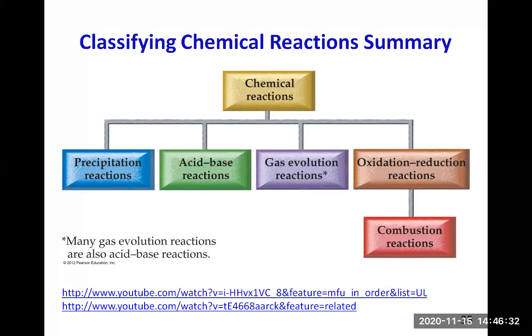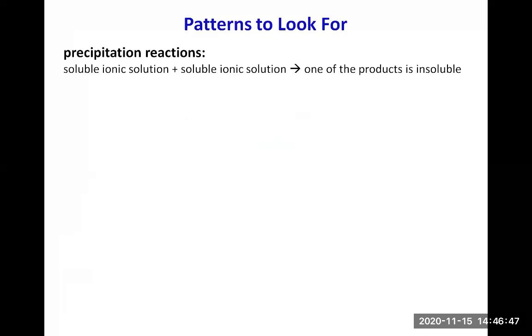But let's look at other ways of, first let's look at patterns to be able to discern what you have when you have a chemical equation. So, patterns to look for. Precipitation reaction: it's when you have two soluble ionic compounds in solutions that you are mixing together, and you're forming an insoluble product, a solid. So basically, two of the reactants are aqueous, and then one of the products is solid.